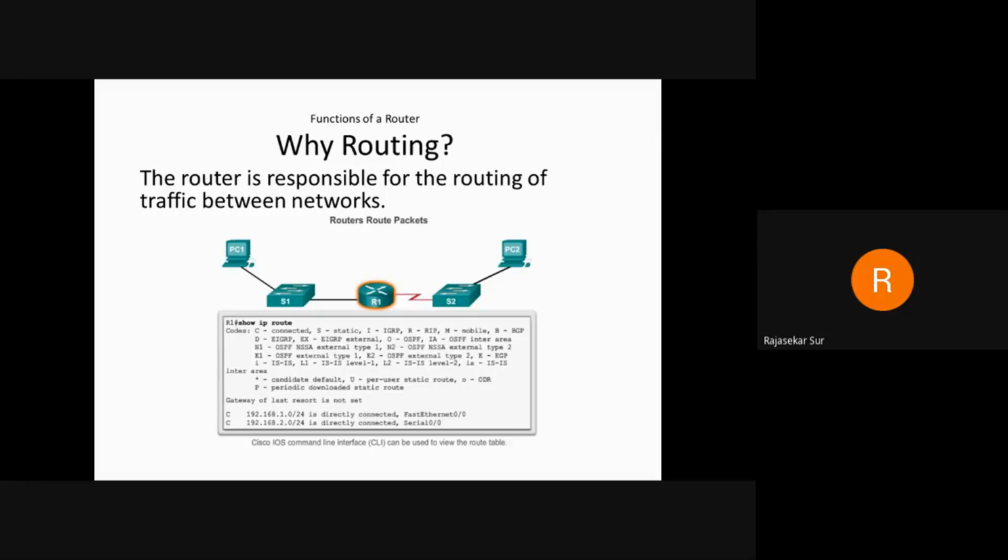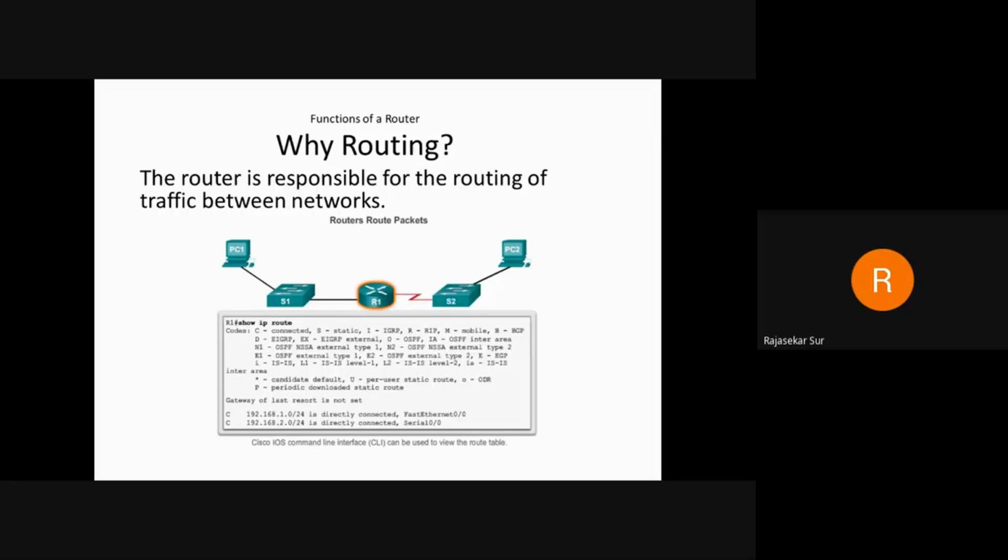So without the device router, you cannot send the packet from one network to another network. A router is responsible for routing of traffic. Traffic means packets between networks. So from this network to this network, you can send only by using the router.